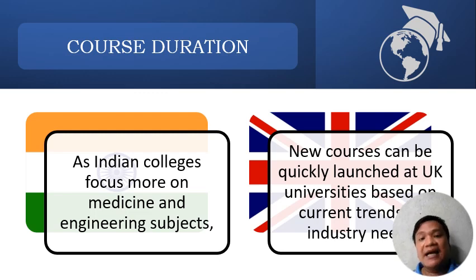And mas mabilis ang England curriculum, they can finish their postgraduate in 1 to 2 years sa England. On the other hand, sa India, they can finish from 2 to 3 years sa India naman po. So, mas mabilis ang course or degree duration sa England compared sa India po.